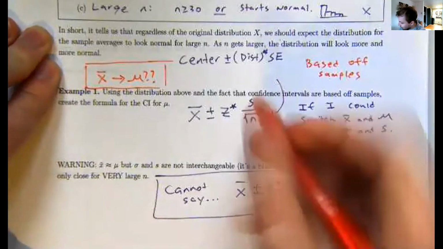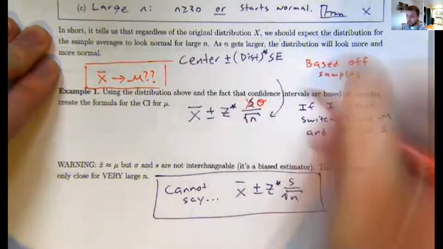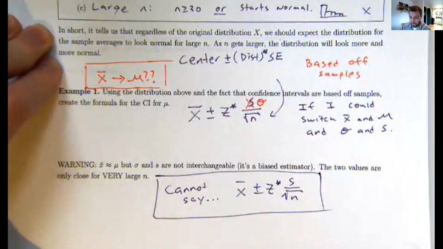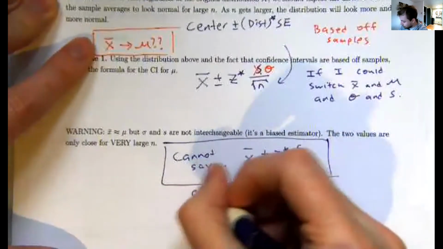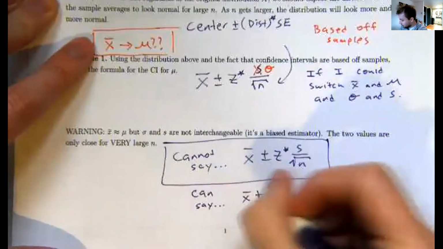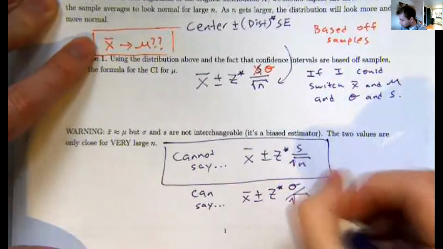The issue is I can't write s there. I'm stuck leaving that thing as a sigma. So my formula looks like x bar plus or minus z star sigma over the square root of n.